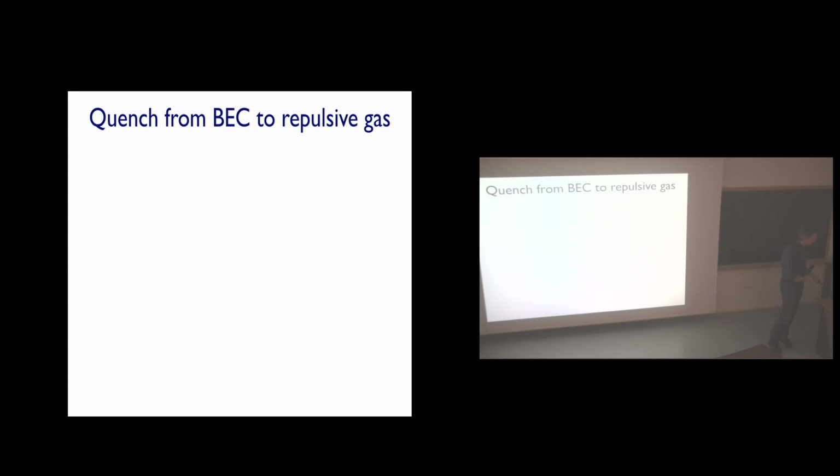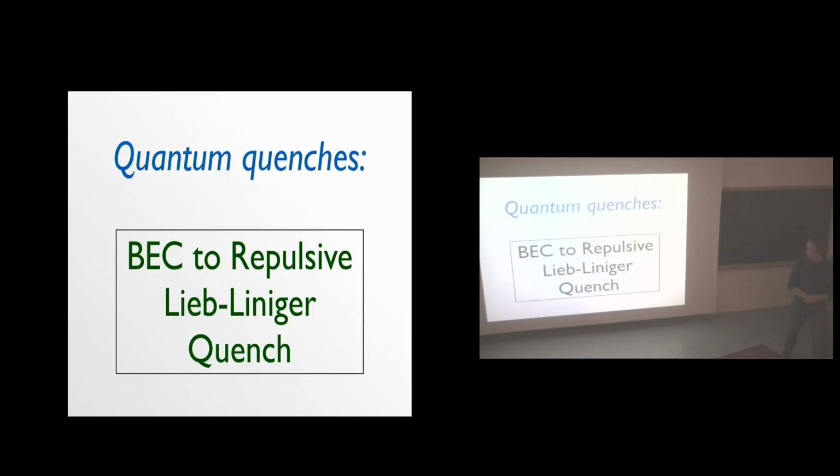So, looking for other things, we tried to make some progress on these things. So what I'm going to talk to you about is a first example of, I would say, a controlled quench. And that's going to be from a specific state in Lieb-Liniger to Lieb-Liniger at a different interaction. Let me just define this properly.